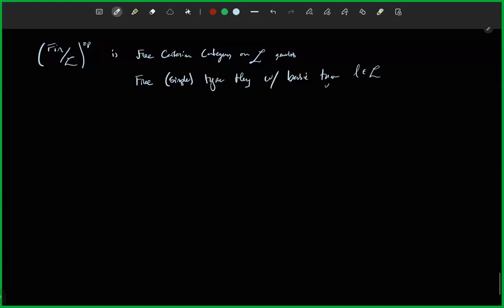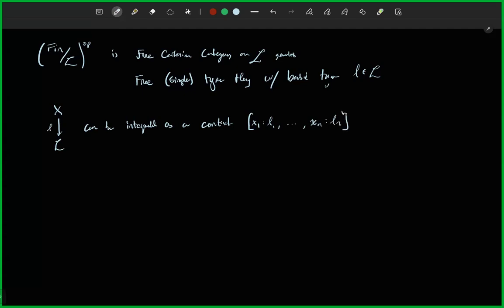So let me explain how that works. In other words, as we've seen already, an object X in L can be interpreted as a context x1 of type L1, dot dot dot, xn of type Ln, where L of xi is Li.